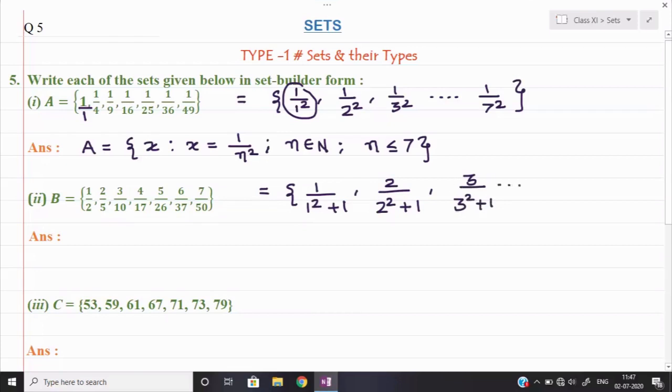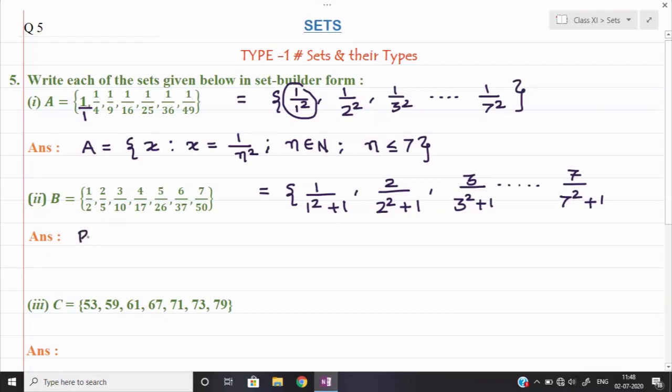And if I go in the similar way, last element 7 upon square of 7 plus 1. Means each and every time the term of numerator and this term of square is changing, but they are coming same only at both the places. So now see how we can define over here.